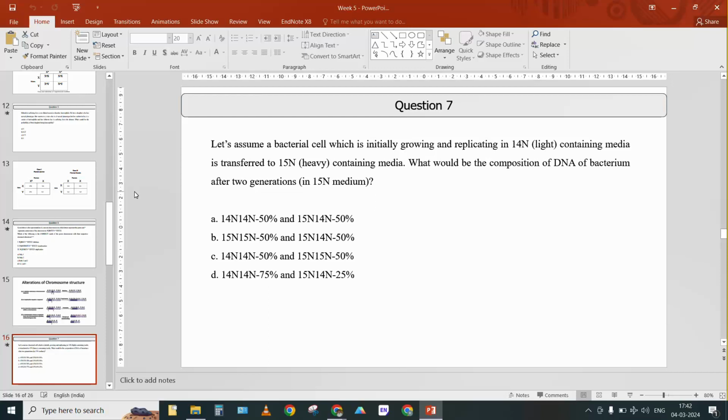Question 7 states: let's assume a bacterial cell which is initially growing and replicating in 14N, that is light, containing media is transferred to 15N, that is heavy, containing media. What would be the composition of DNA of the bacterium after two generations in 15N medium? In this scenario, you are describing the use of isotopic labeling to trace DNA replication in bacterial cells. Let me break down the process for you.